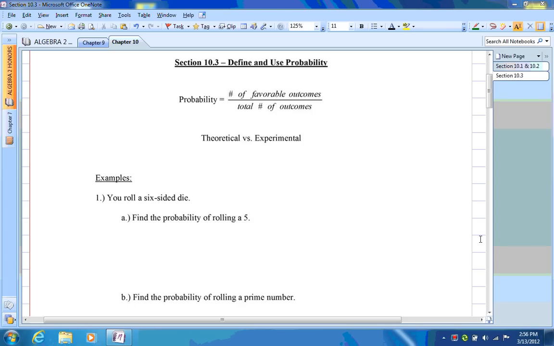Hello, welcome to today's lesson on section 10.3, which is about defining and using probability.